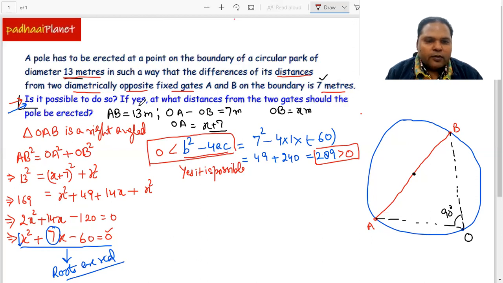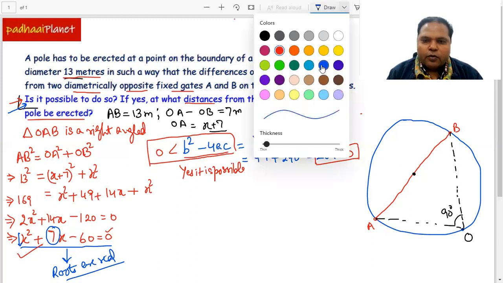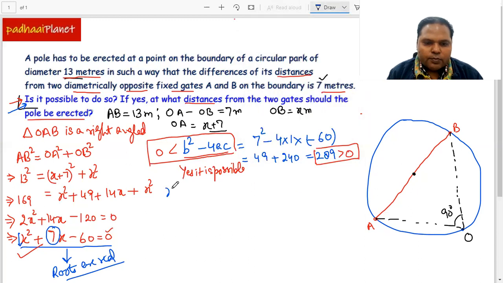Now let's find out, they are saying if yes, at what distances from the two gates should the pole be erected. Now we need to find out these two distances, which is very simple. We simply need to find the two solutions of this particular equation. To find the solution of this equation, we are going to use the simple split methodology. So we have this equation, all of it equal to 0.